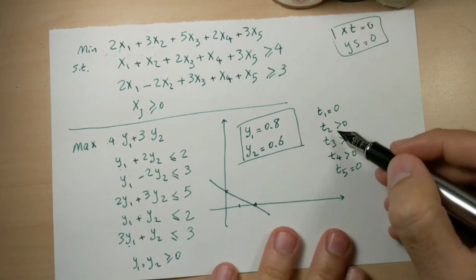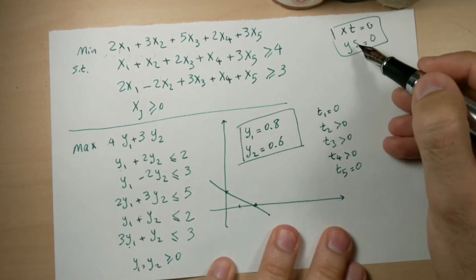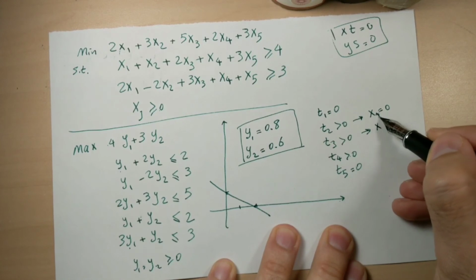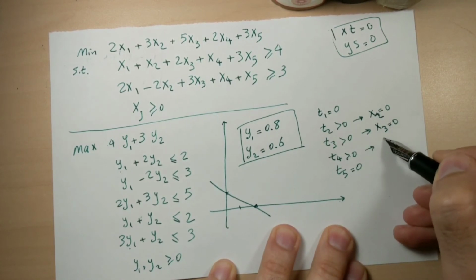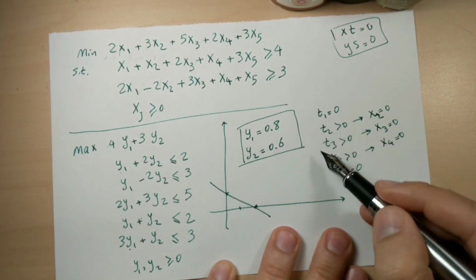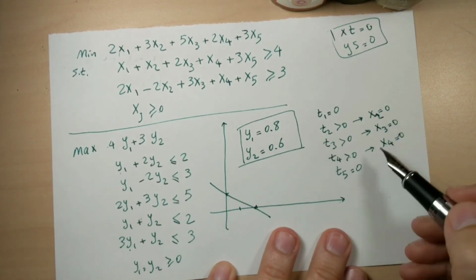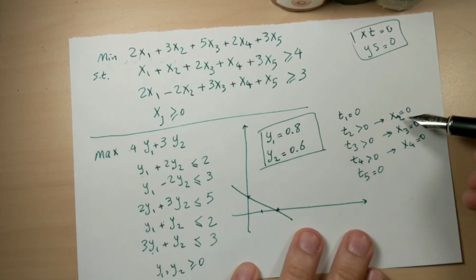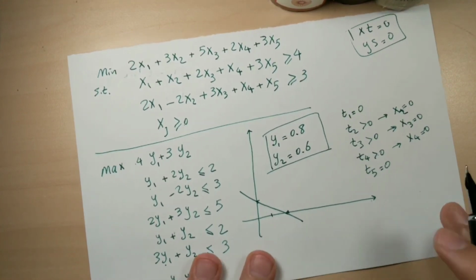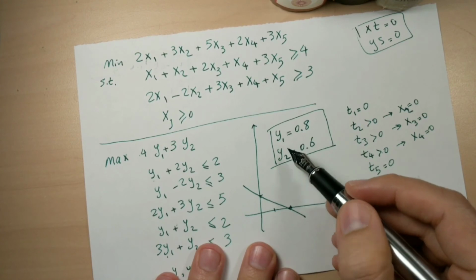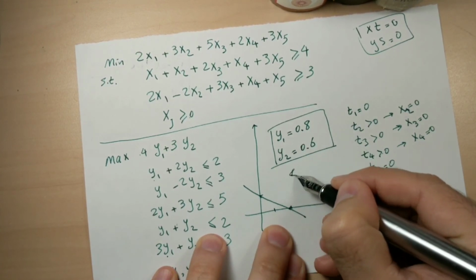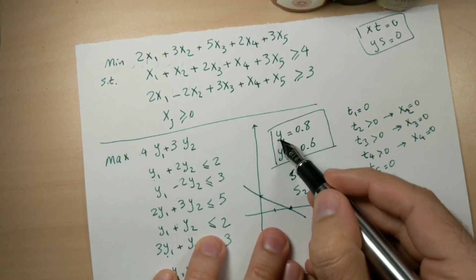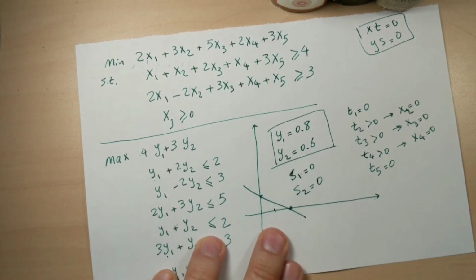From t2, t3, t4 greater than 0, I can say that x2 is 0. x3 is 0. x4 is 0 because the multiplication of them should be 0. t2 x2 is 0, t3 x3 is 0, and so on. So I already know that in the optimal solution of this problem, x2, 3, and 4 will be 0. Also, from y1 and y2, which are not 0, I can conclude that s1 is 0, s2 is 0. s1 multiplied by y1 should be 0. s2 multiplied by y2 should be 0.